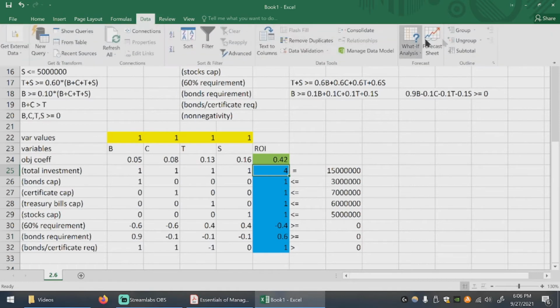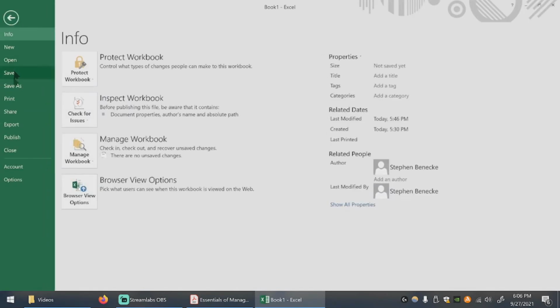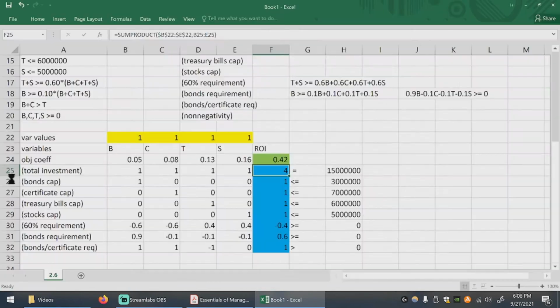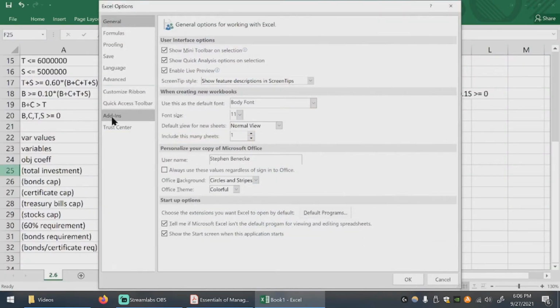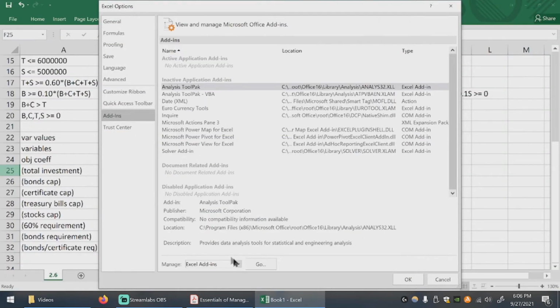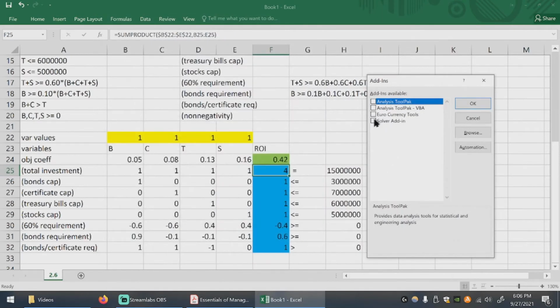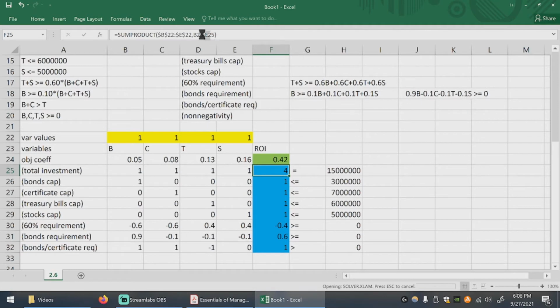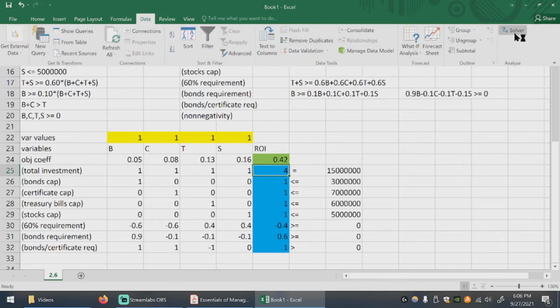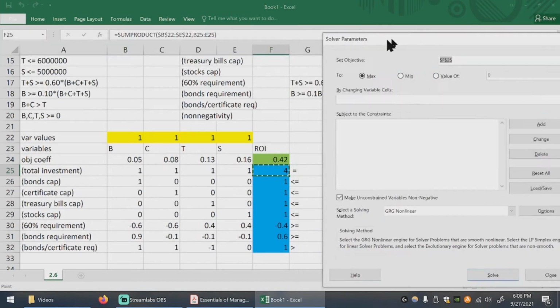Let's go get Solver. Oh no, where is my Solver? Did I not? I had it. Something went missing. I have to go find it. In Options, Add-ins, Go. It unchecked itself. Interesting. It's good to know. There it is. Beautiful. It's Solver time.